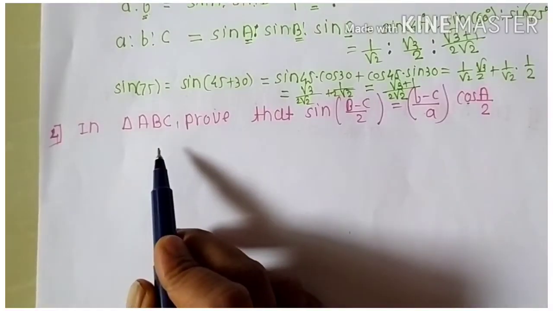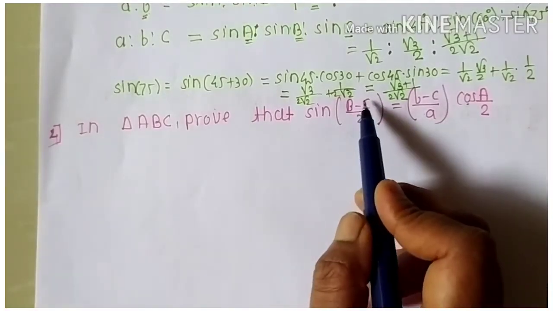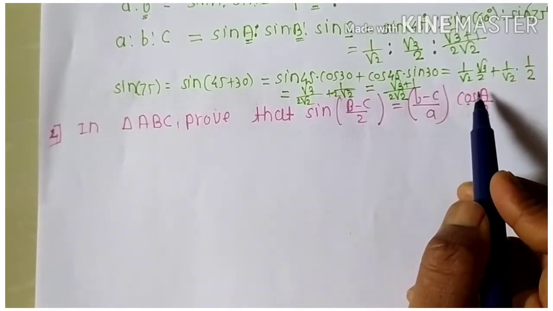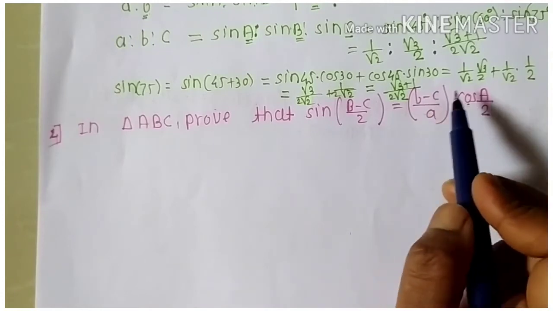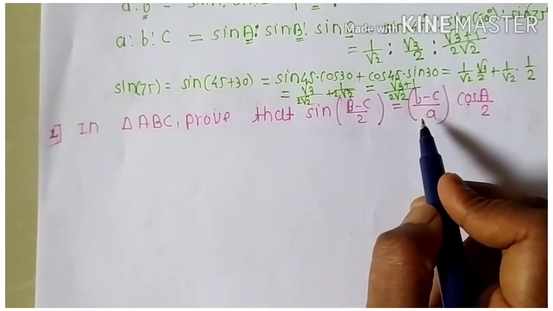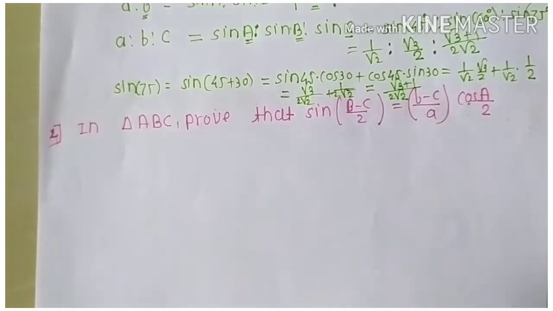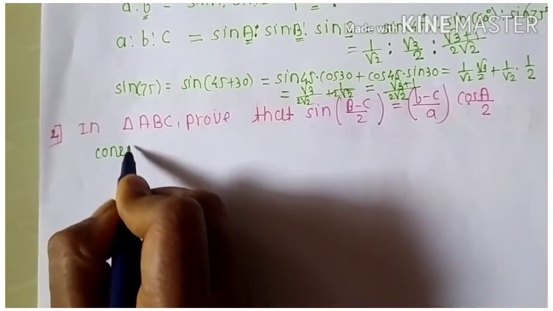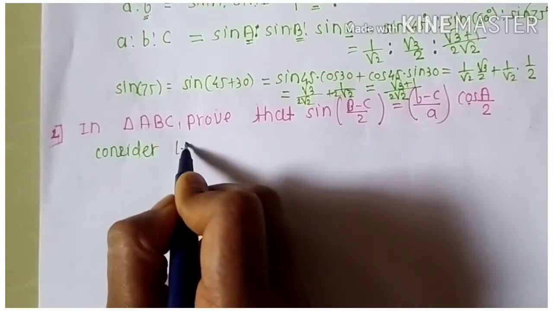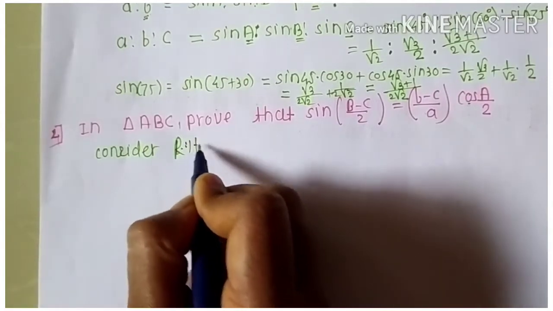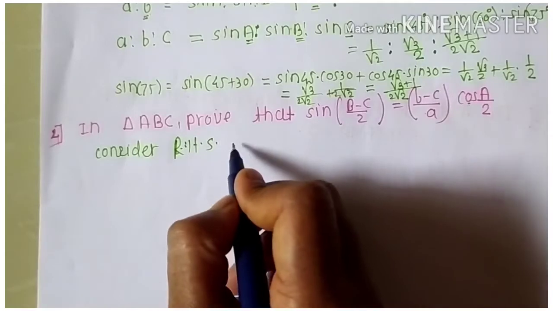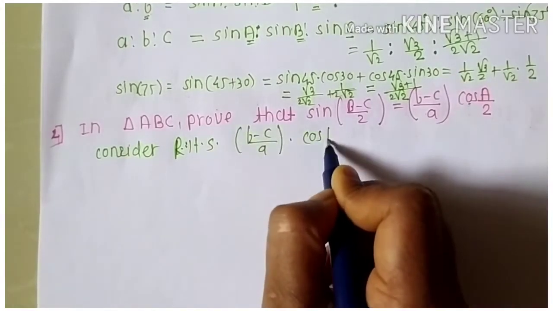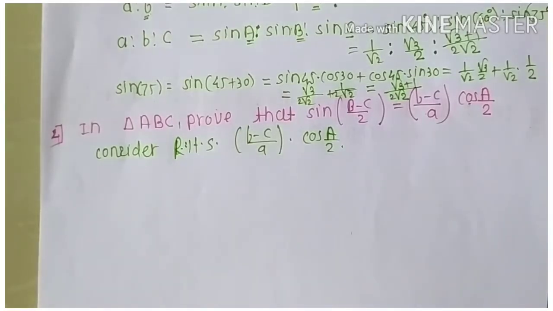Next question: in triangle ABC, prove that sine of (B minus C) divided by 2 is equal to (B minus C) upon A into cos A by 2. We have to prove this result. Either we take the right hand side and show that it is equal to the left hand side. So consider the right hand side, that is (B minus C) upon A into cos A by 2.